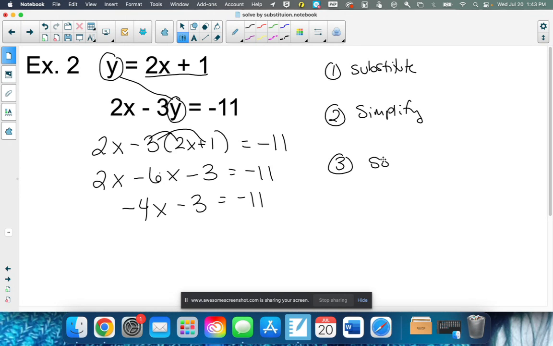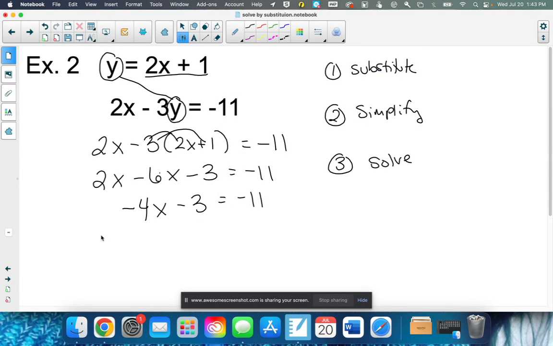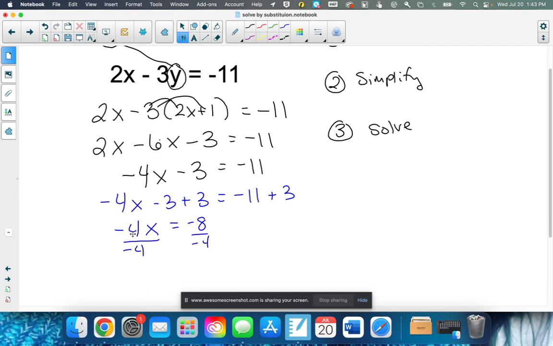Okay, third step is to actually solve for the variable now. So now I can go through and actually solve the equation because it's in a form that I can deal with. So I'm going to add 3. And again, I could have divided by negative 4, but that's going to be some really ugly fractions because I got to divide everything. So for this problem, it's just easier to go ahead and add 3. So negative 4x, that's a 0 pair, so it's gone. Negative 11 plus 3 is negative 8. And now I'm going to divide, and I'm going to get that x is equal to 2.